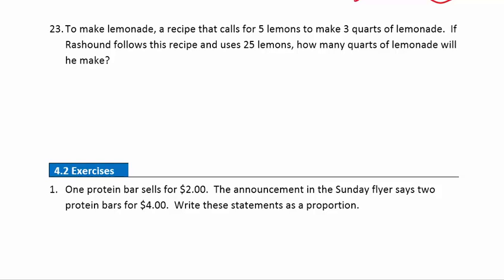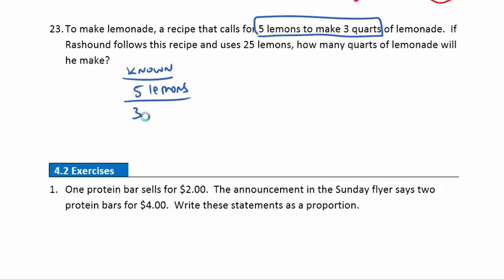To make lemonade, a recipe calls for 5 lemons to make 3 quarts. If Rashawn follows this recipe and uses 25 lemons, how many quarts of lemonade will he make? Okay, a lot of stuff going on here, but remember, if we're working in a proportion, first thing we're doing is we're looking for our known ratio or rate, and it's right here. 5 lemons to make 3 quarts. So let's write that down. 5 lemons to make 3 quarts.